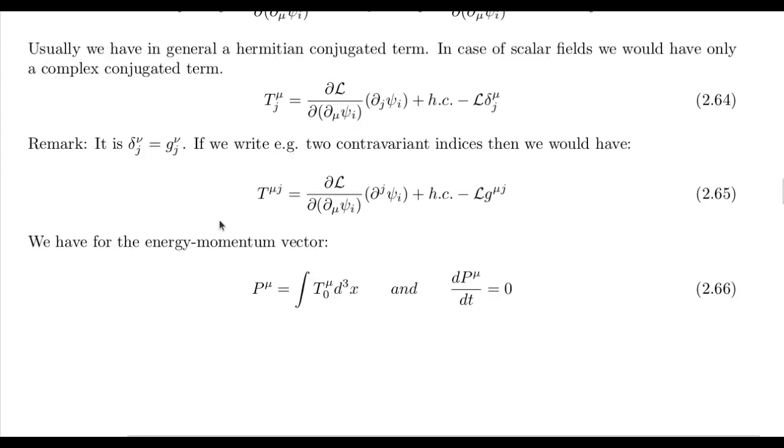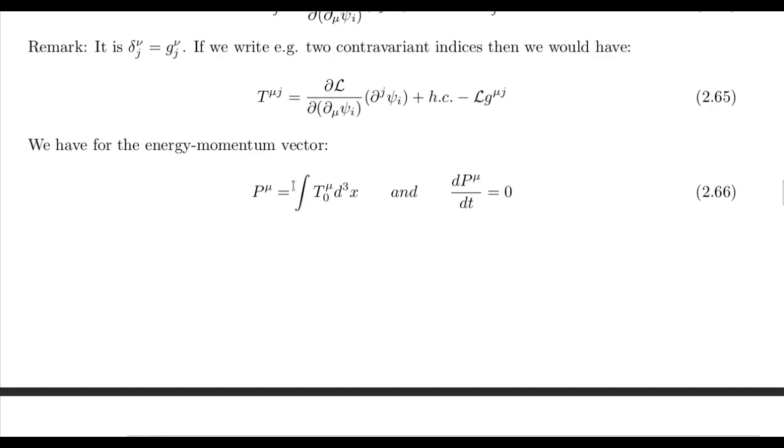So, and now again we integrate over space. That means we sum over all the momentums, and so that means the change is 0 in time, and that is now the conservation law of momentum and energy. Energy is the zeroth component here in the vector P.